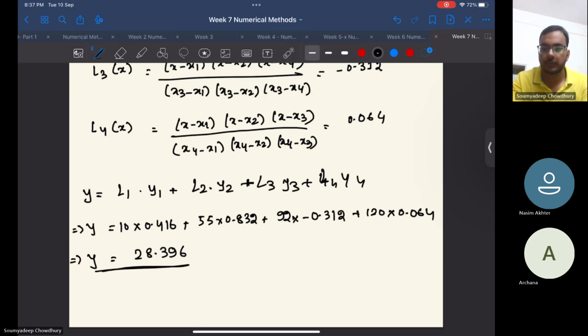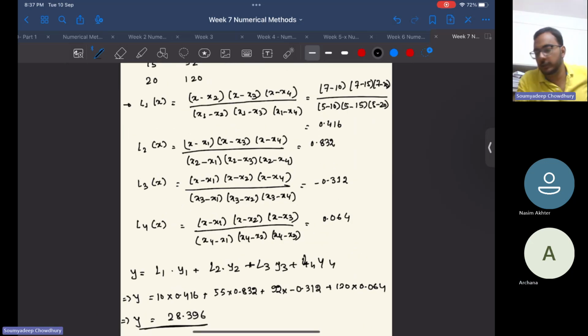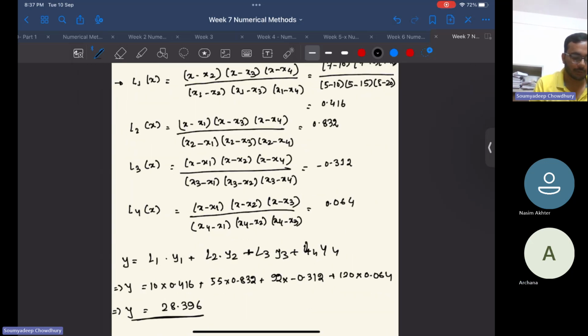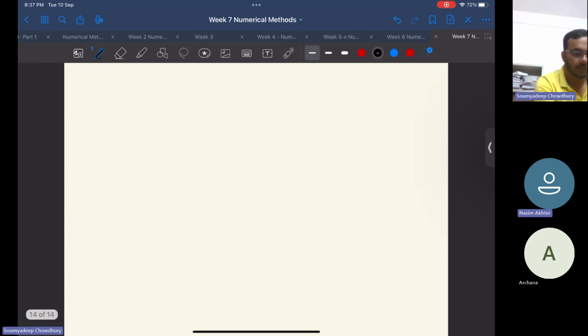Okay. Archana, is it clear? Yes, sir. So Lagrange's interpolating formula, how to find out L1, L2, L3 and L4, then finally how to calculate the value of the interpolating polynomial. So I have described both these things. Okay. So next one is Newton's divided difference.